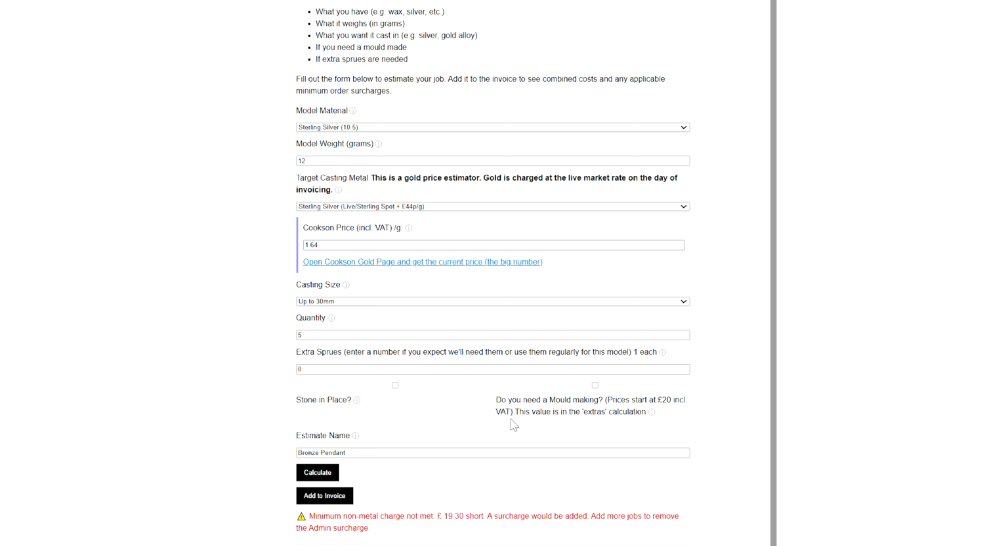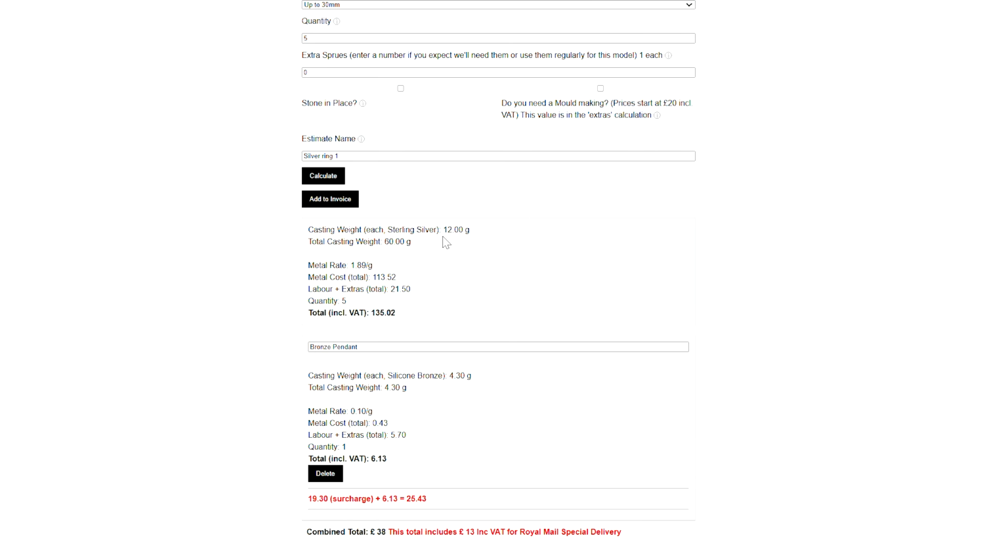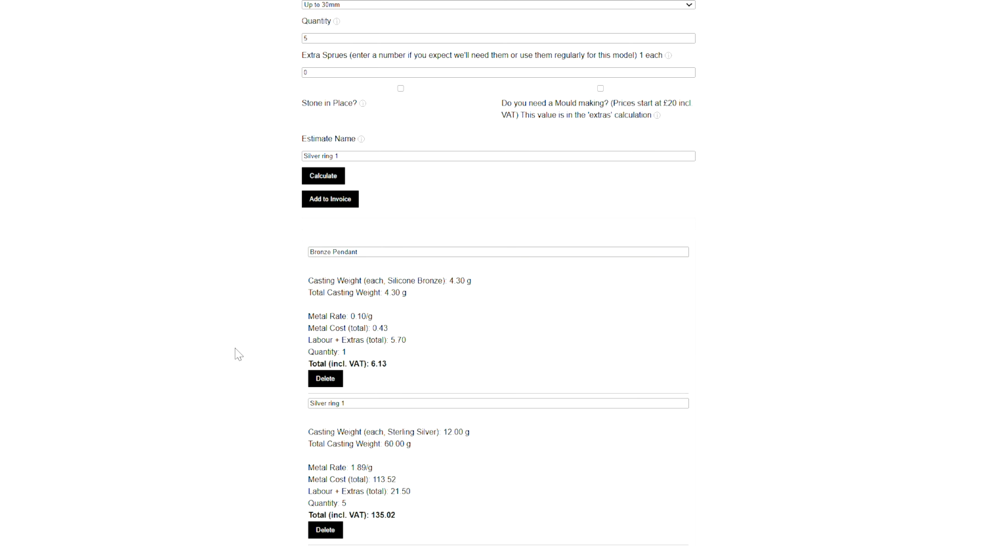We don't need a mold making because we already have a mold made and they're not stone in place, and this is going to be called Silver Ring 1. I can calculate that. Now I see that each ring is 12 grams. I'm going to have 5 of them, so it's a total of 60 grams. My metal rate is here, the total metal cost, the labour cost for the casting total. I can add that to my invoice.